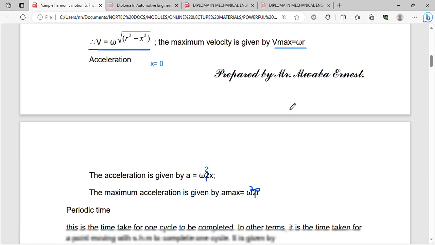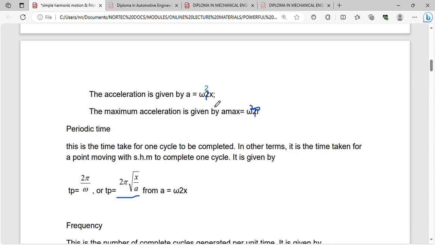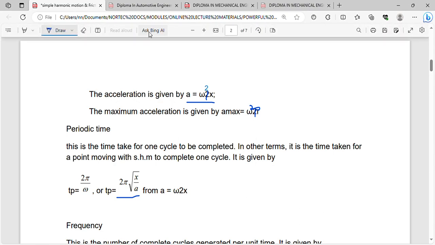So acceleration is almost the same formula, but where there is R, or rather where there is X, we square the W, and also we put the X there. Instead of using the root, we just say W squared, then the displacement. This is the acceleration at any given point. If you're looking for the maximum acceleration, then it's W squared R.